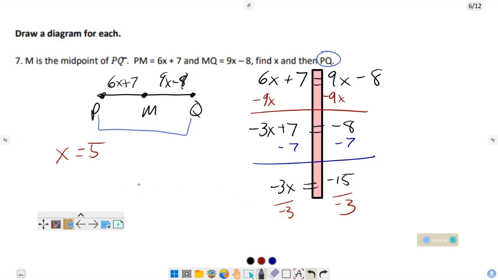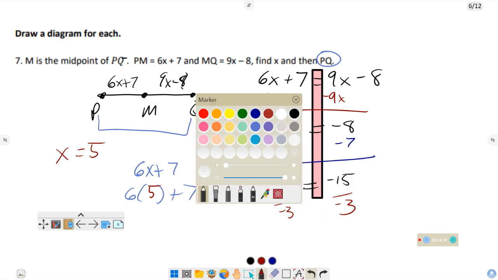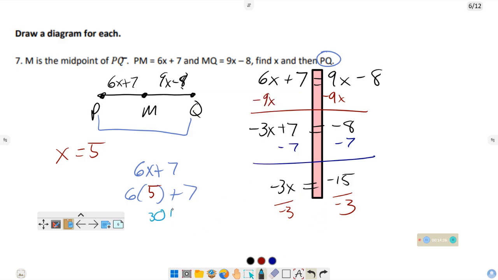All right. So there's a couple ways you could do this. Probably what y'all would do is take the easiest one, plug it in. Now, that's just this part right here. That section is 37. Then I could take that and multiply it by 2. So what should PQ be?